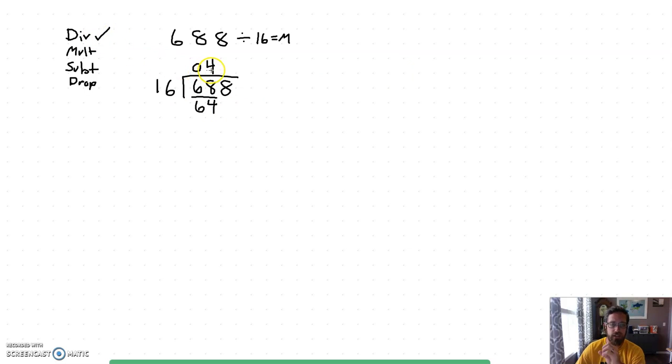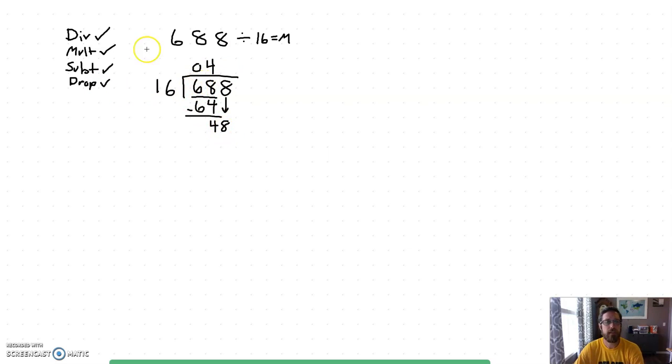So I divided. Now I multiply. I just wrote my 4, so I'm multiplying what I just wrote, the 4 times 16, which got us 64. Okay, and now I subtract. Well, I just wrote the 64, so I'm subtracting that from the 68. So 68 minus 64 is 4. And now I drop. Do I have anything left to drop? Yes, I do. I have my 8 to drop here, so 48. Okay, so I drop that. And now, are all my place values filled? Nope. Okay, so I've got to keep going.